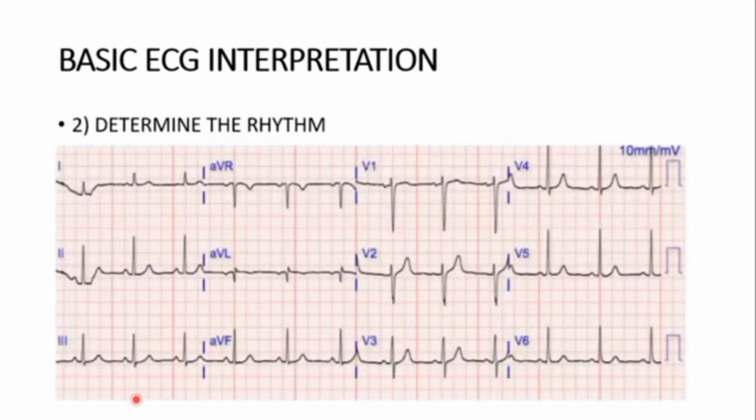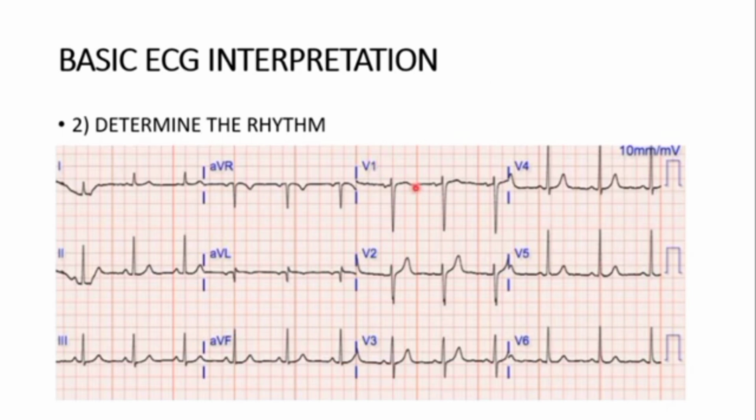Next you have to determine the rhythm. Between the two R waves, the distance should be equal. Here, 1, 2, 3, almost 4 big boxes between these two R waves. Here also, 1, 2, 3, 4. We have 4 big boxes. We have to check it all through. If everywhere we have an equal distance in between, then the rhythm is normal.